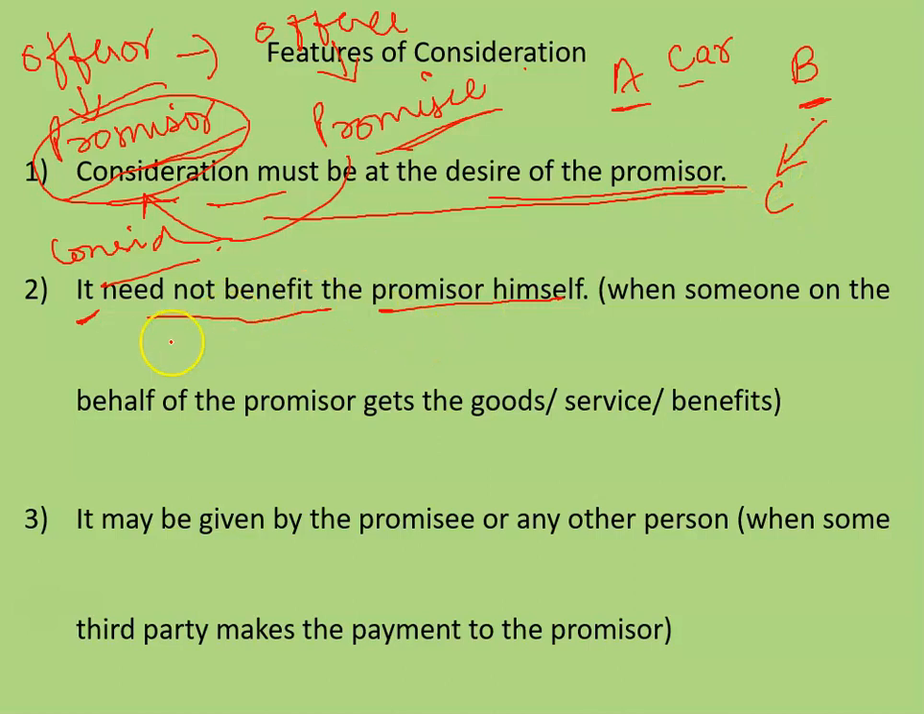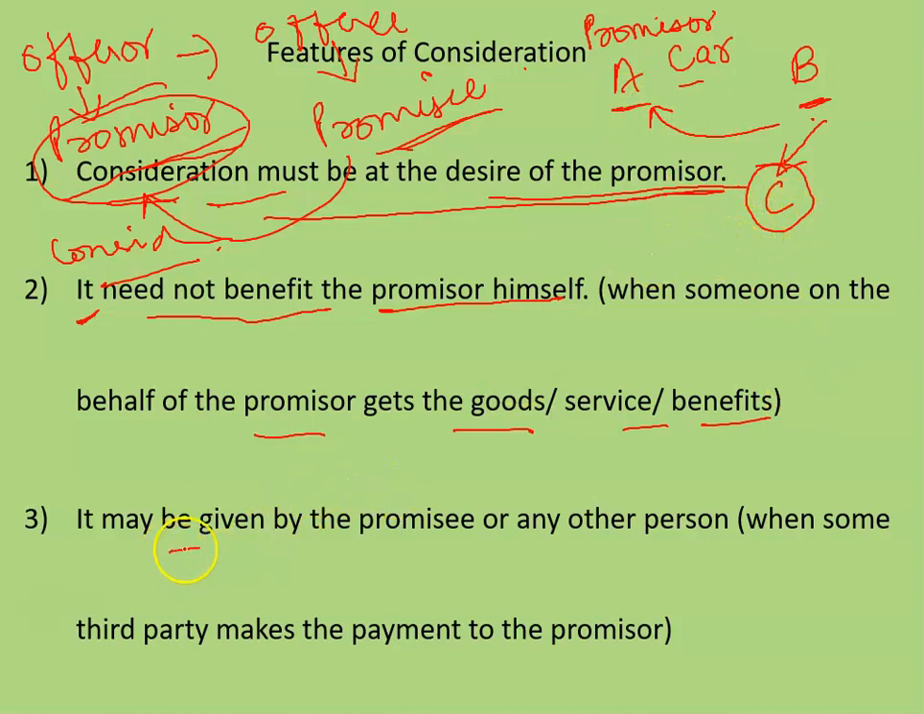Now this is what is meant by saying that it need not benefit the promisor himself. The payment is not coming to the promisor, but rather it is going to some third party as suggested by the promisor, because A is the promisor here. I hope it is clear. So it says, when someone on behalf of the promisor gets the good, service, benefit or payment, right? So on behalf of A, C is getting the payment in this example. I hope it is clear.